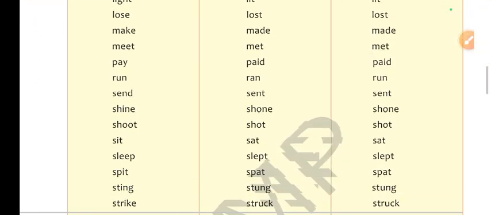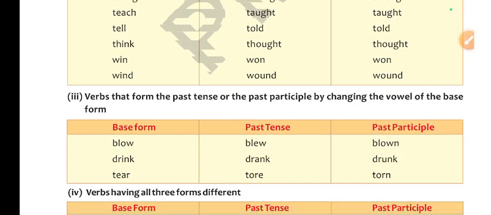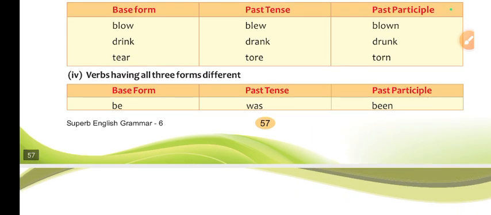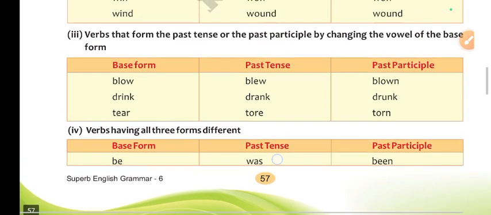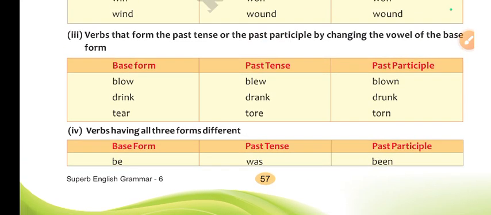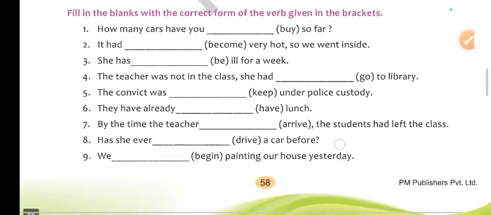So you are supposed to learn this table. This is very long, so you could learn it or just write it in your copy. Base form is blow, blew, blown. Okay, so these are again irregular verbs. You need to learn this.